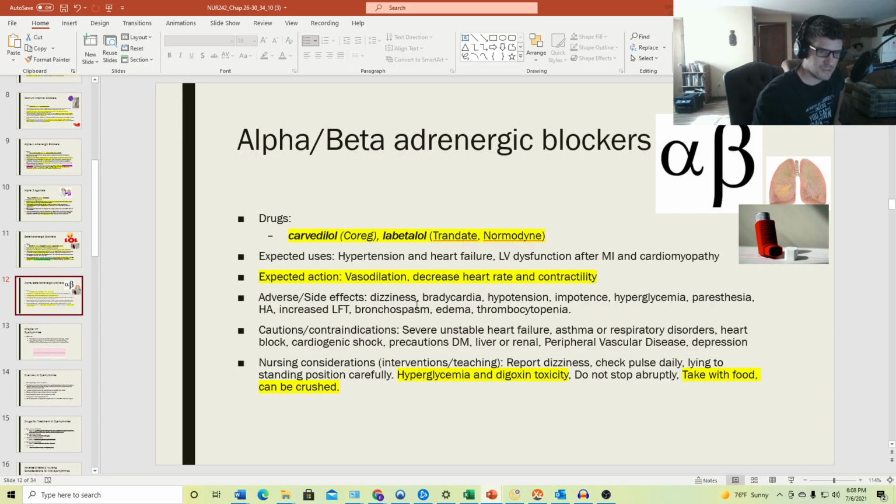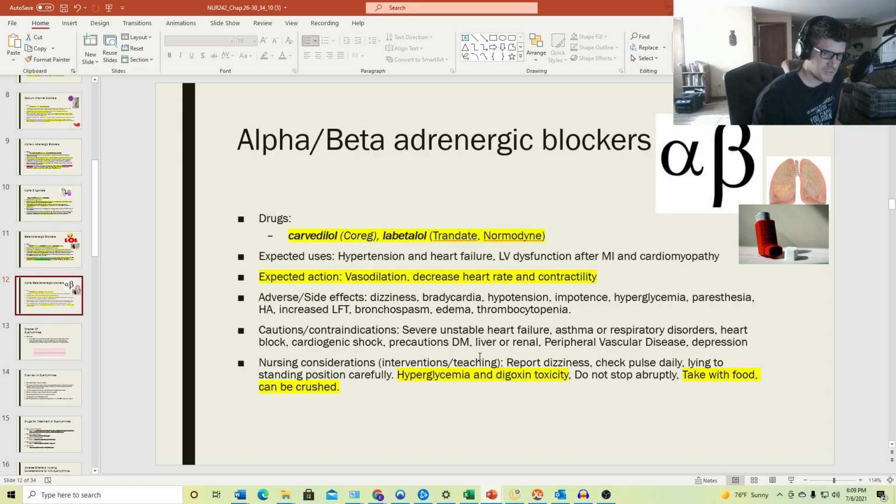Adverse side effects: dizziness, bradycardia, hypotension, impotence, hyperglycemia, paresthesia, headache, increased LFT, bronchospasms, edema, and thrombocytopenia. And these again are for alpha beta adrenergic blockers. Adrenergic blockers, alpha and beta. Okay.